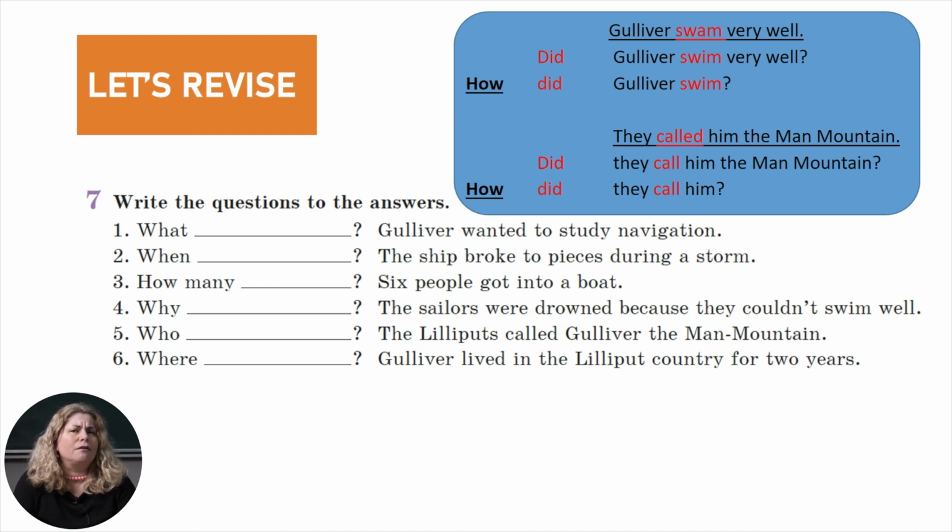Now, if we want to make a special question with when, where, why, how, then we do the same as before. Did Gulliver swim very well? We just add the question word. When did Gulliver swim? How did Gulliver swim? And then we take out the answer if it's in the sentence. We have Gulliver swam very well. We can't say, how did Gulliver swim very well? That's nonsense, we don't even need to ask if we know the answer.